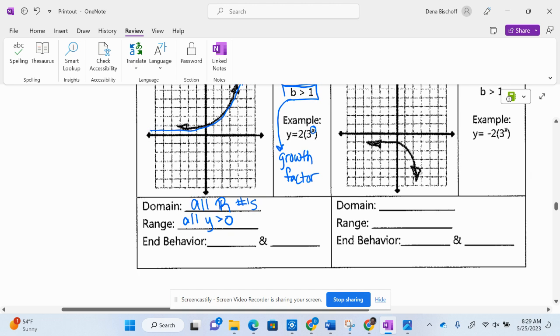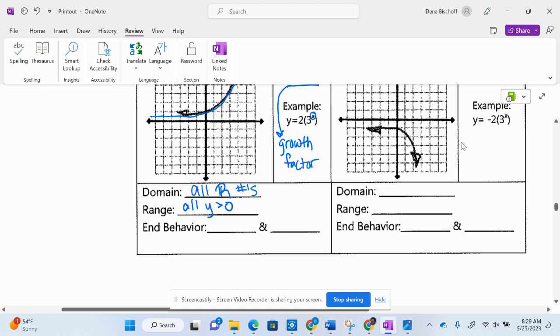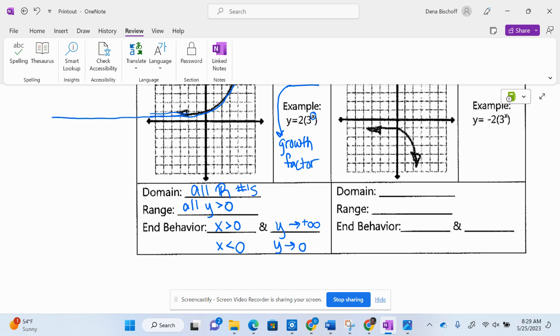So when you look at this function, as x gets bigger, what happens to y? As x gets bigger, y approaches positive infinity. Okay. For all x's that are greater than 0, y just keeps getting bigger and bigger and bigger, right? As x gets smaller, y approaches 0. It's never going to go negative. It's just going to get closer and closer and closer to 0. It's never going to touch 0, but it's going to get really, really, really, really, really close.